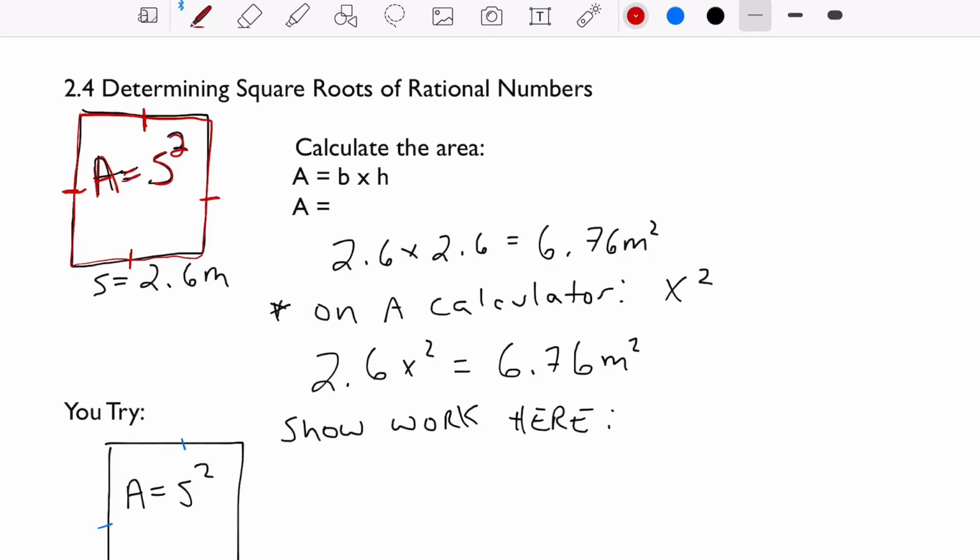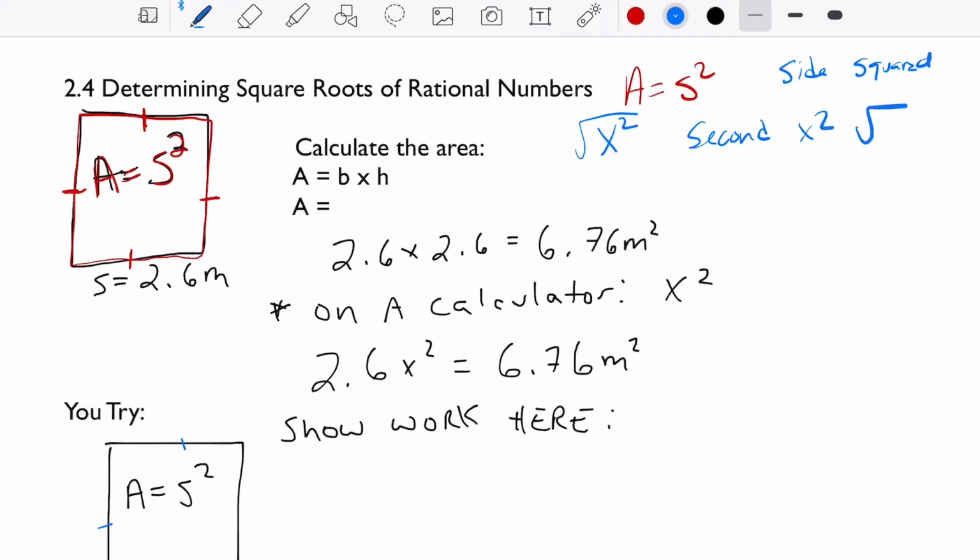So let's just talk about what that means for a second. S squared actually just means side squared. And on your calculator, you have a button that looks like this, most likely, x squared. And probably on that same button is your square root button if you don't have a separate one. So it's probably just hidden, like if you push second and then the x squared, you'll get the square root button. So that's where you know where to find it.